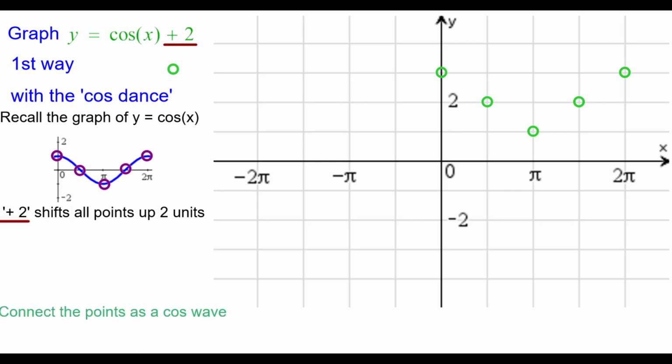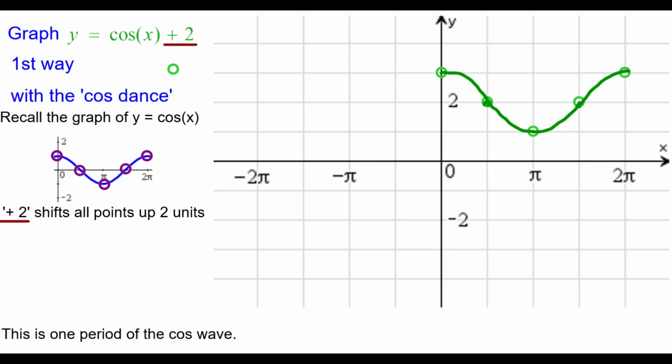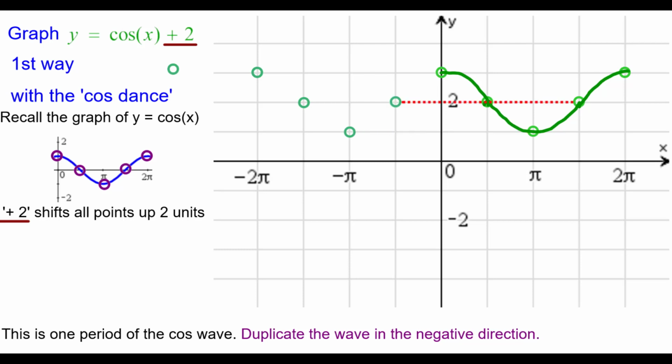We'll connect the points as a cosine wave, half of a frown, a whole smile, the other half of a frown, okay, concave down, concave up, concave down. This is only one period of the cosine wave. Let's duplicate the wave in the negative direction. We'll do that by going back the period 2 pi to negative 2 pi, comma 3. This point will go back a period also of 2 pi. The minimum goes back 2 pi. And that second point of inflection goes back 2 pi. We'll connect those points as a cosine wave. Concave down, concave up, concave down.